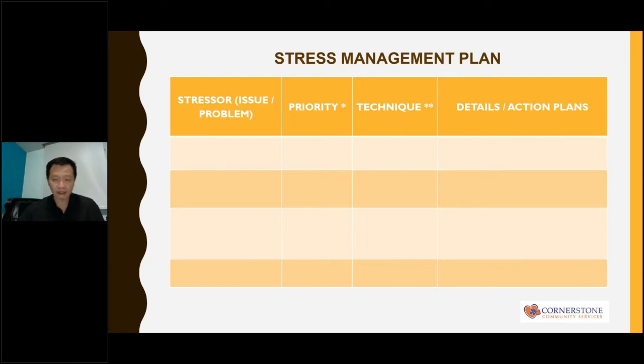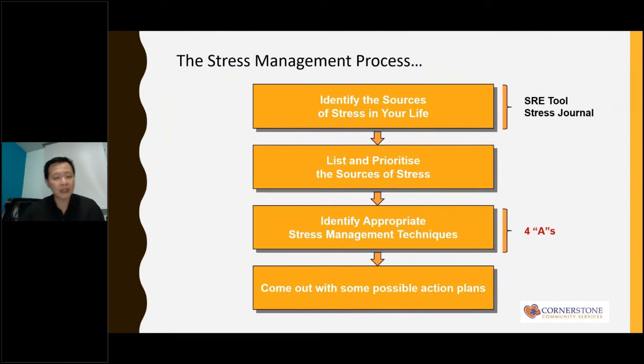So just take a snap of this, and I'll run through the stress management process quickly to review. The first column, the first thing, is to identify the sources of stress. What are you stressed about? What are the various situations right now that are adding to your stress? Then you list all the stresses, and you prioritize the sources of stress: which one is more urgent, causing you more stress, or which one you want to handle first.